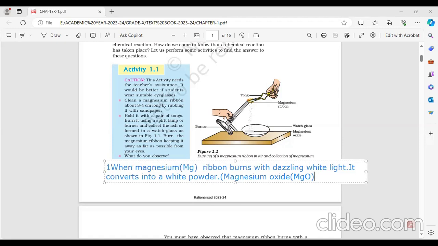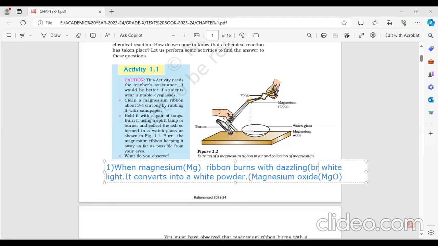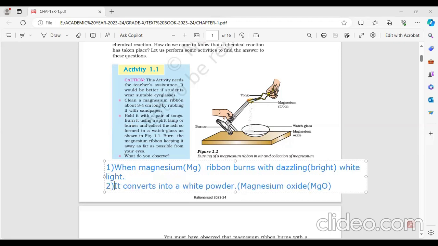Understood? First one, when the magnesium ribbon burns, it gives the dazzling white light. Dazzling means very bright, very shiny white light. Second, you can also note down here, it converts into a white powder, which is called magnesium oxide. And what do we do after that? In this diagram, you can see that the white powder is being collected into a watch glass.